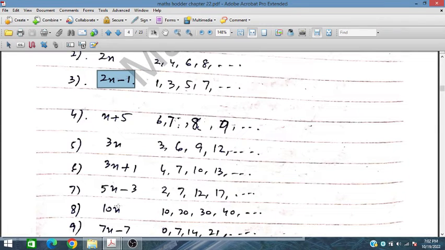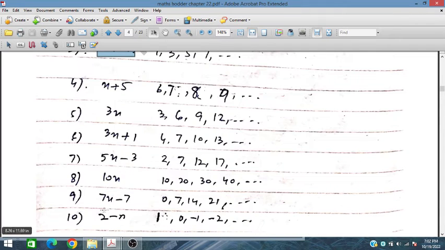So 10n, so when n is 1, 10. When n is 2, 20. When n is 3, 30. When n is 4, 40. When n is 5, 50. So this is 5n minus 7.